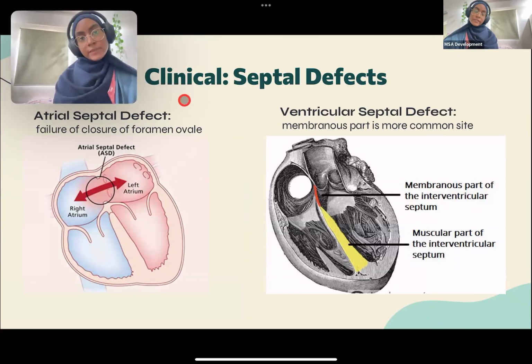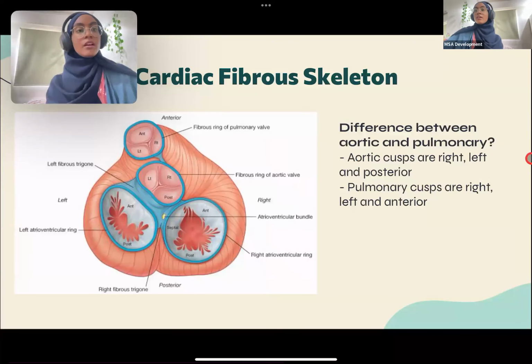What is the clinical aspect of this? We said that the foramen ovale is an opening between the right atrium and the left atrium, right? Now, if this foramen ovale fails to close, we'll have atrial septal defect. For the ventricular septal defect, this is the interventricular septum. There's a membranous part and a muscular part. Ventricular septal defect usually happens in the membranous part.